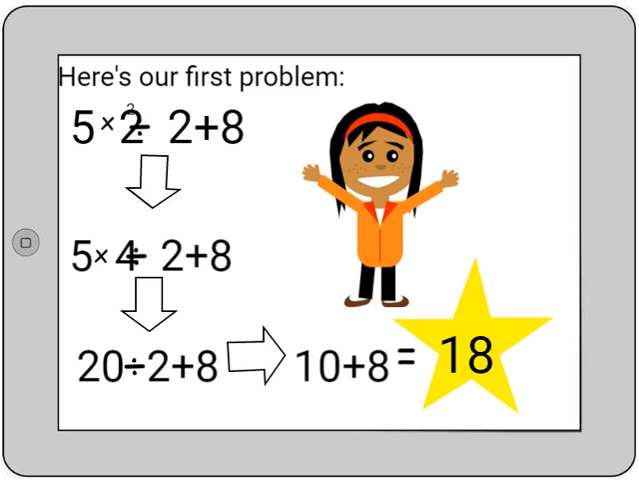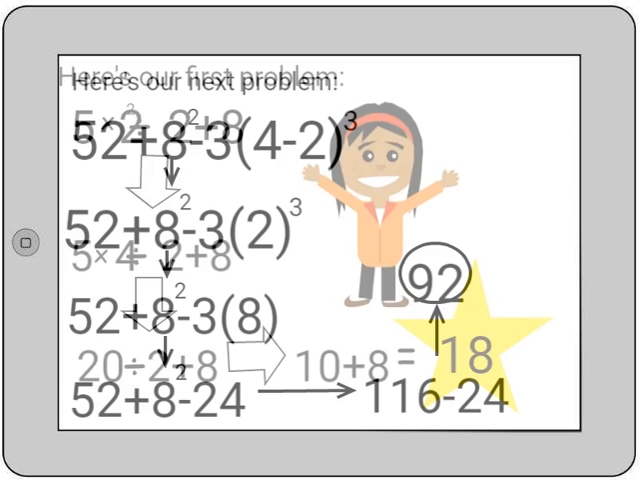Go down, it's 5 times 4 divided by 2 plus 8. Go down, 20 divided by 2 plus 8. Then it's 10 plus 8 equals 18.